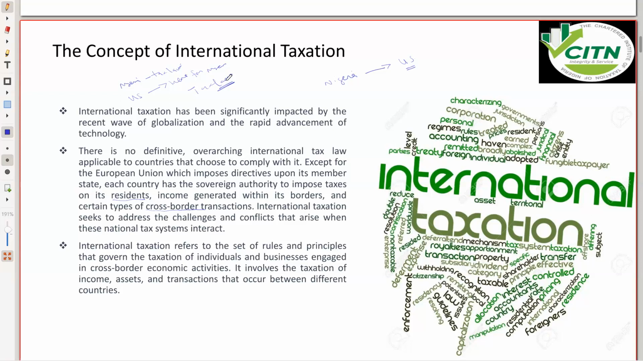Taxation of individuals and businesses engaged in cross-border economic activities. You are in Nigeria, earning income from outside the borders of Nigeria. International tax would apply to you. Or, you don't reside in Nigeria, but you earn income from Nigeria. International tax would apply to you.